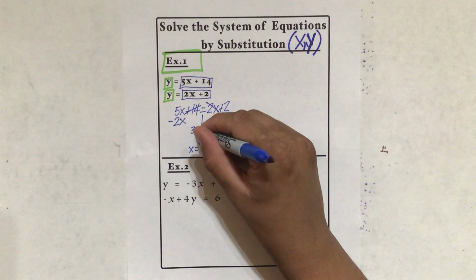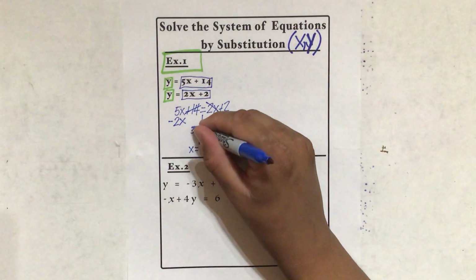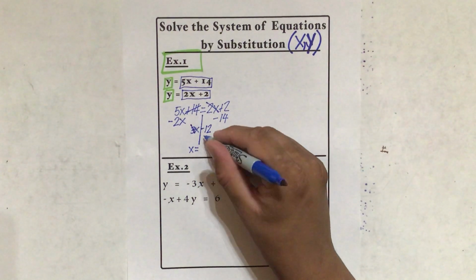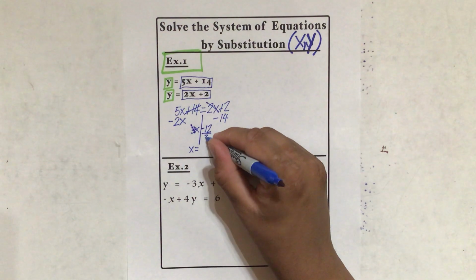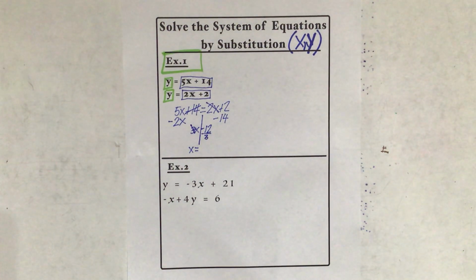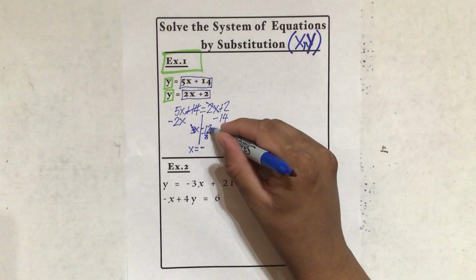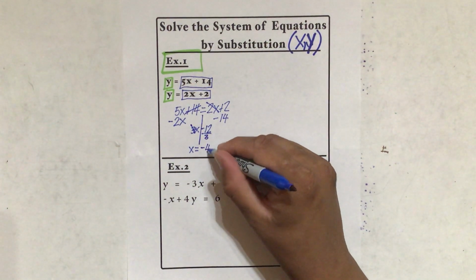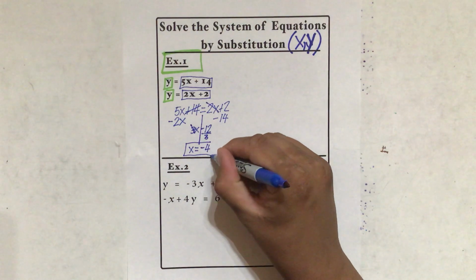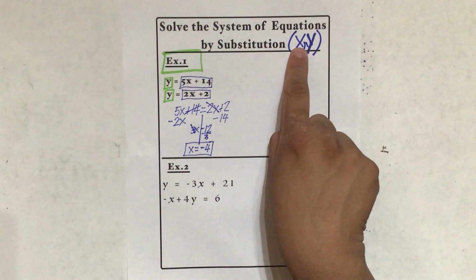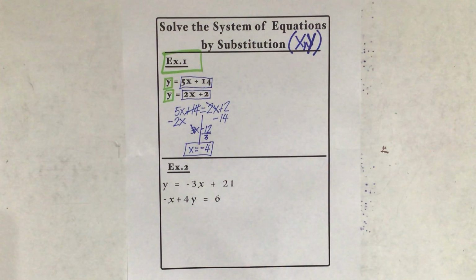And then I remember that 3x means 3 times x. So the opposite of multiplying is dividing. So I cross out the 3 here where it's multiplying, and it goes over and divides on the other side. A negative divided by a positive is a negative. 12 divided by 3 is 4. So I have my x. Look at that. I found my x. Now I need to find my y.